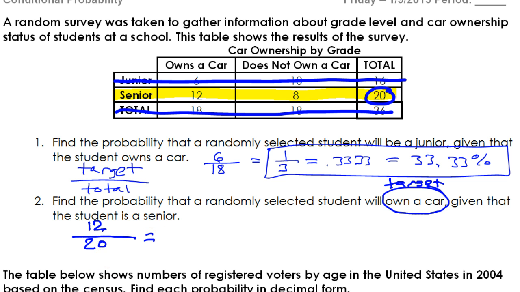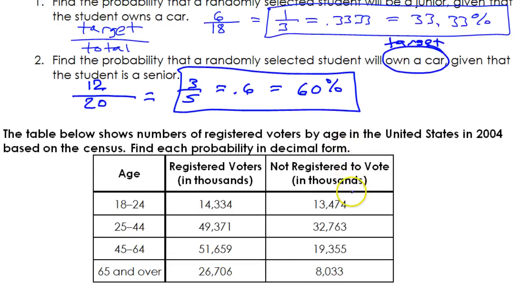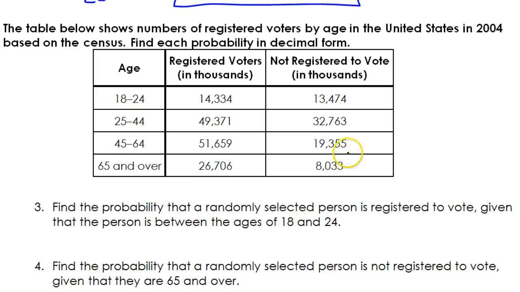Okay, so this is going to reduce down to what? These are both divisible by 4, so that's 3/5. So that's what? 0.6, which is the same thing as 60%. Okay, so that extra information, given that the student is a senior, narrows down your universe. And then you just go with that. So it's pretty easy when you have a table.